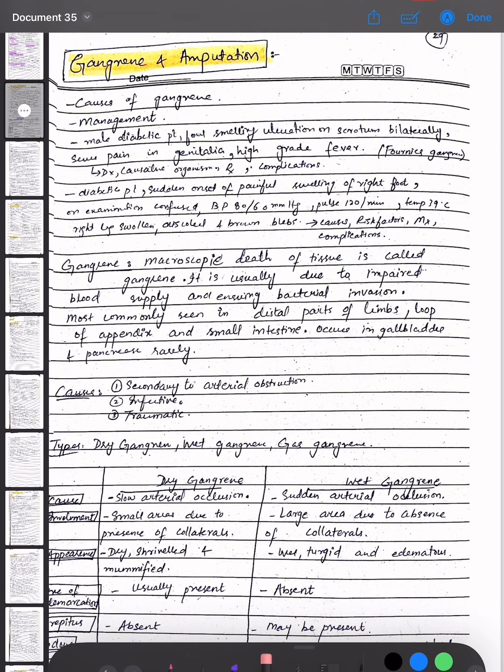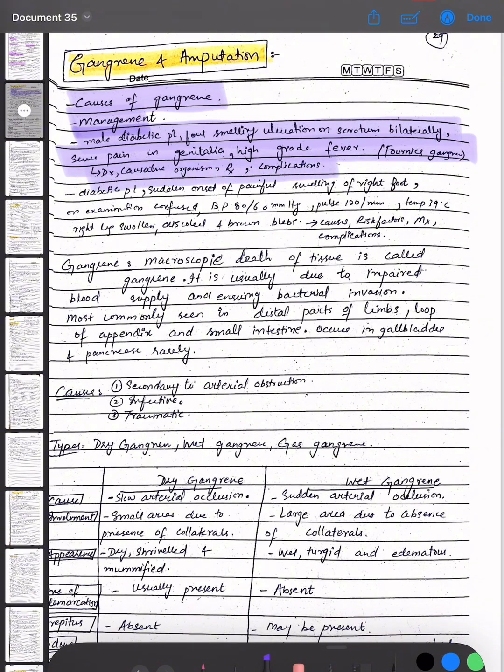Let's start. In this chapter, we will discuss the most important things: the causes of gangrene and the management of gangrene. A male diabetic patient with foul-smelling ulceration on the scrotum bilaterally, severe pain in the genitalia, and high-grade fever suggests Fournier gangrene: diagnosis, causative organisms, treatment, and complications.